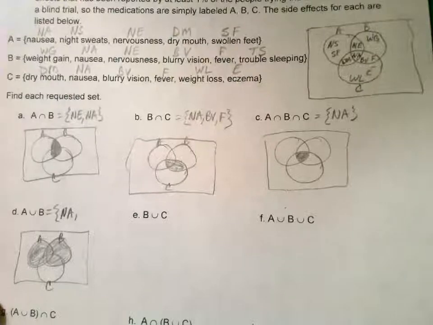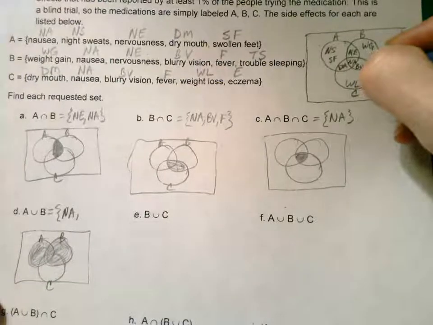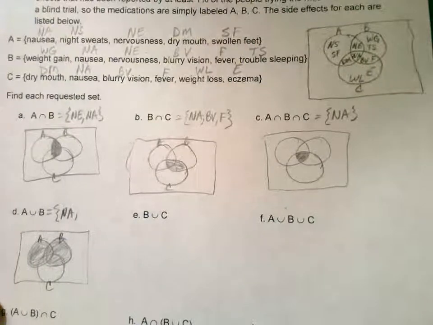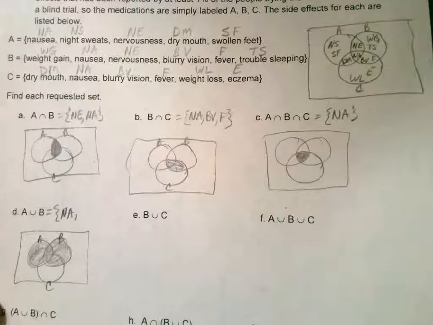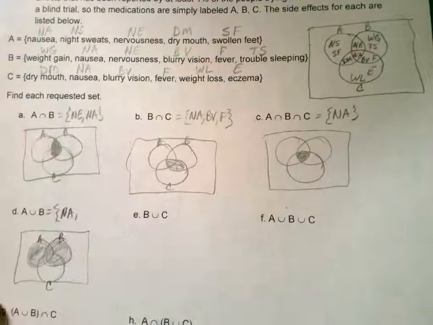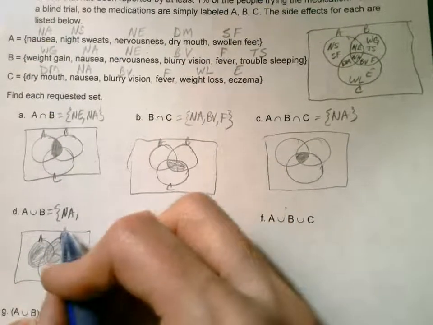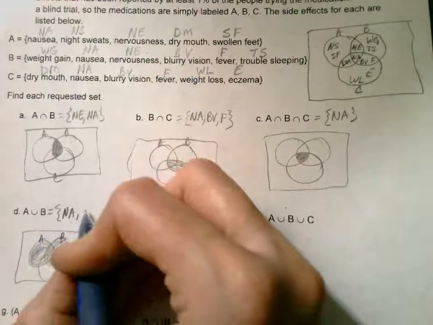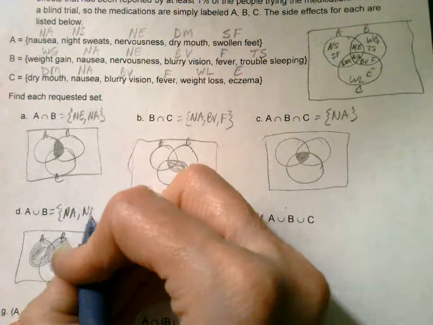And how about trouble sleeping? I don't see that anywhere else. Trouble sleeping. I think that's it. Okay, 1, 2, 3, 4, 5, 6. I think we're good. Okay, so where was I? I was the union of A and B, which is everything in A and everything in B, and you don't rewrite stuff. So they both have that.